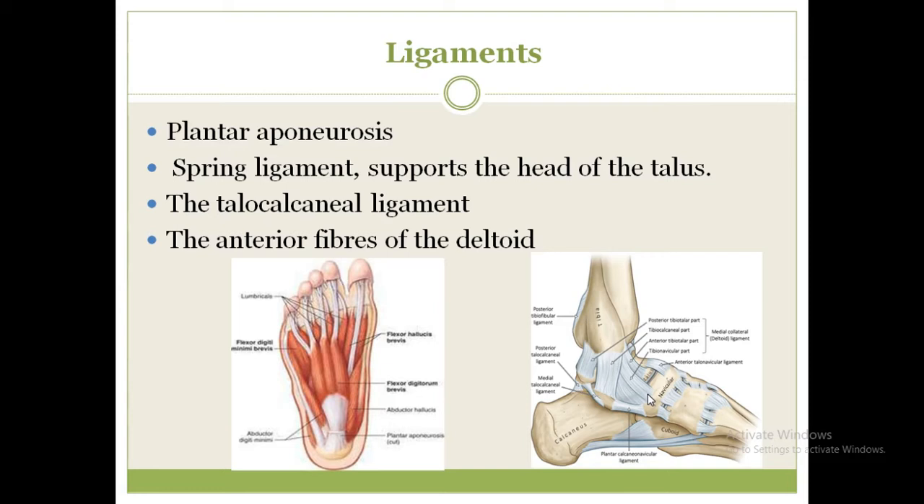First of all, we have plantar aponeurosis. Now, what is plantar aponeurosis? Plantar aponeurosis, which is also known as the plantar fascia, is actually a strong layer of white fibrous tissue located beneath the skin on the sole of the foot.